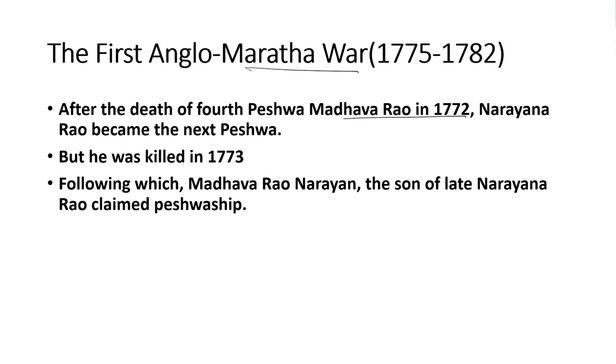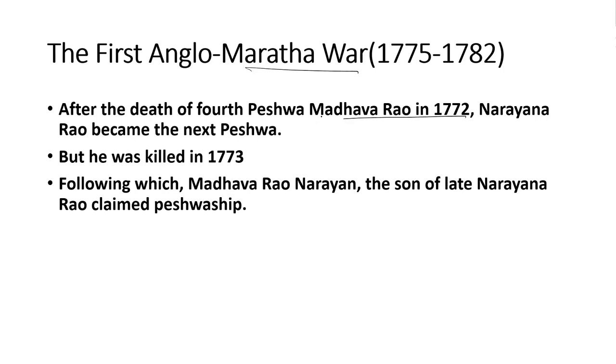In 1772, one of the most powerful Peshwas of the Marathas, Madhava Rao, died. He had played a key role in recovering the Marathas from the Panipat debacle. Narayan Rao became the next Peshwa after the death of Madhava Rao. But Narayan Rao did not rule long. He was killed in 1773.